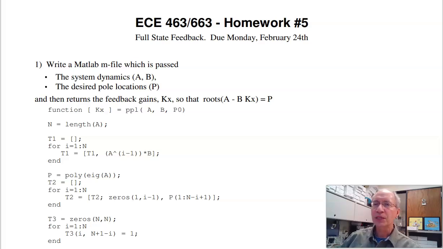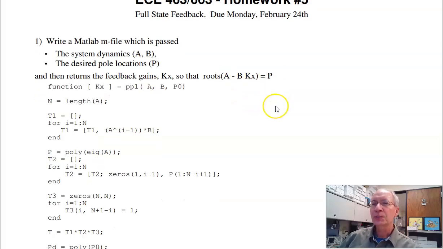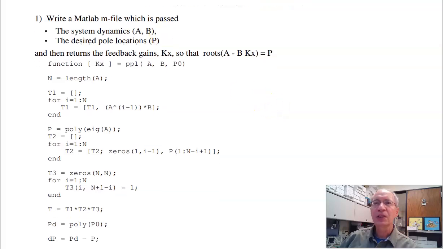The first problem is: write a MATLAB function where I pass the dynamics of the plant, A and B, and the desired pole locations, P, and return the feedback gains Kx so that the roots of A minus B Kx are my desired pole locations. So this uses an algorithm called Bass-Gura.